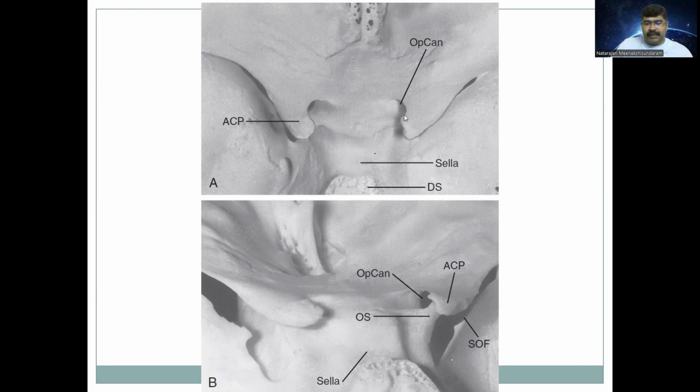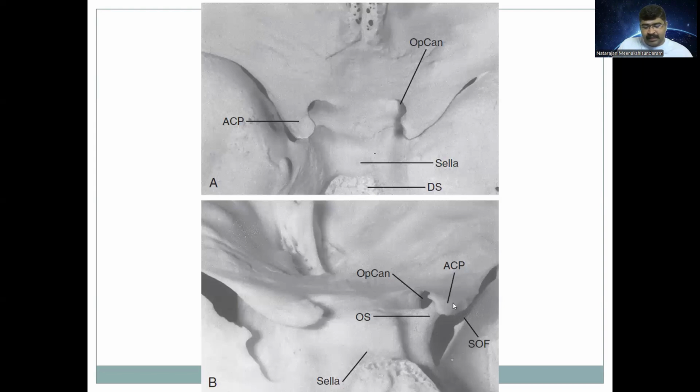And here is the optic canal. The anterior clinoid process then continues medially as the planum sphenoidale. When you see the same in the oblique lateral view, this is the anterior clinoid process. This is the triangular expansion from the anterior clinoid process, which is called the optic strut. The optic strut separates the superior orbital fissure and the optic canal. So it is a very important landmark.